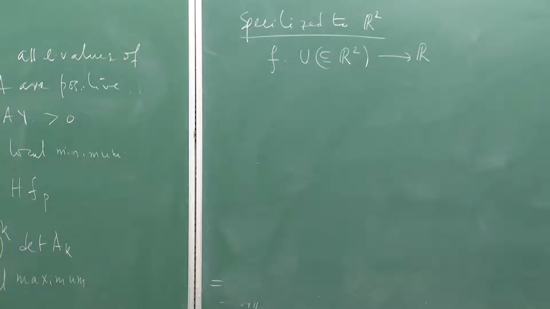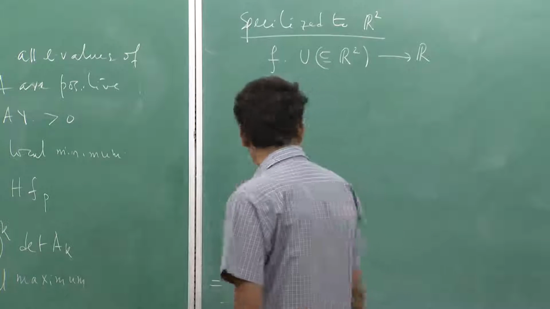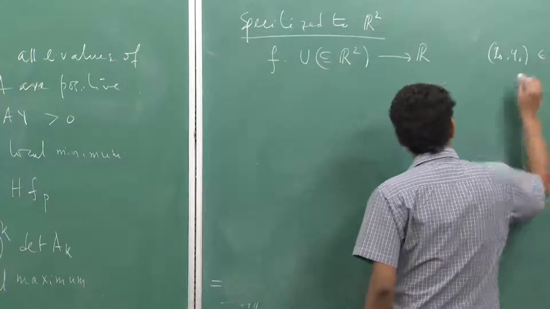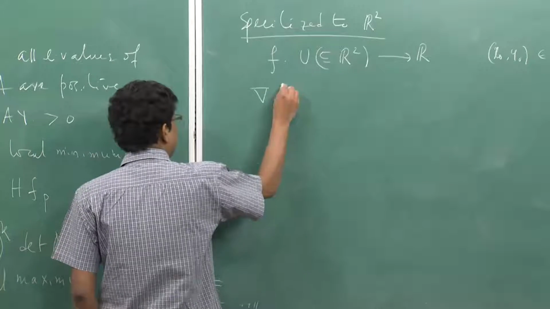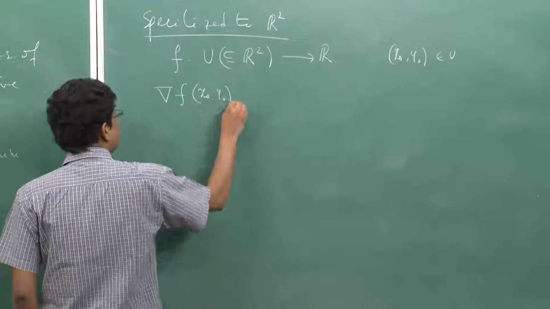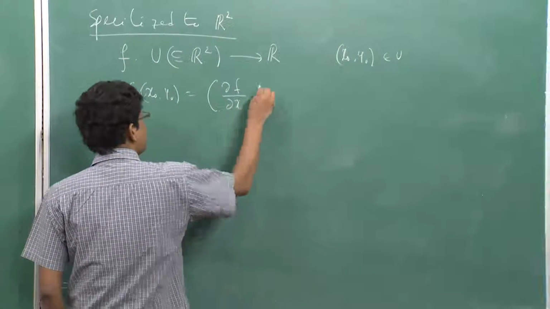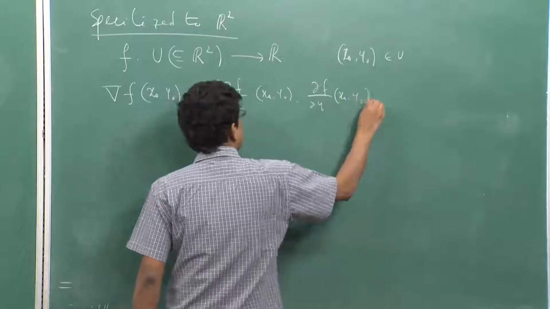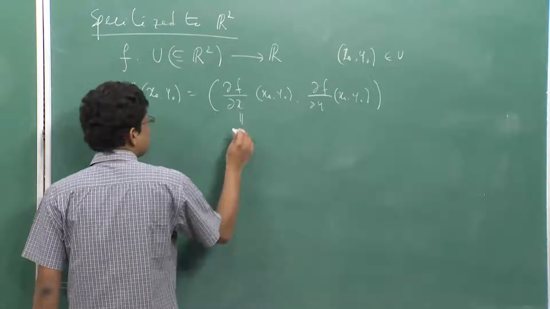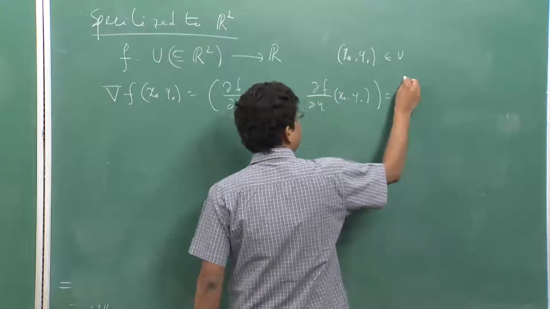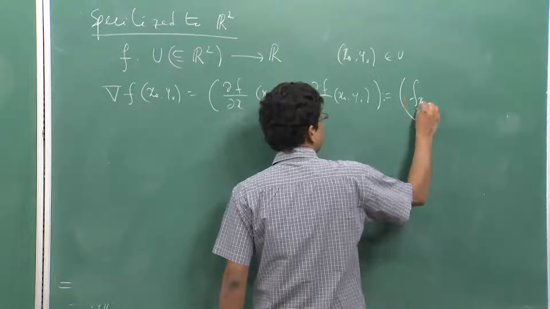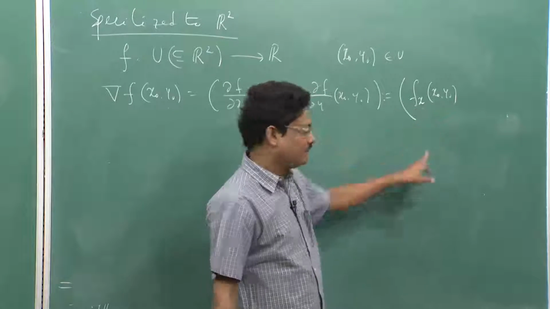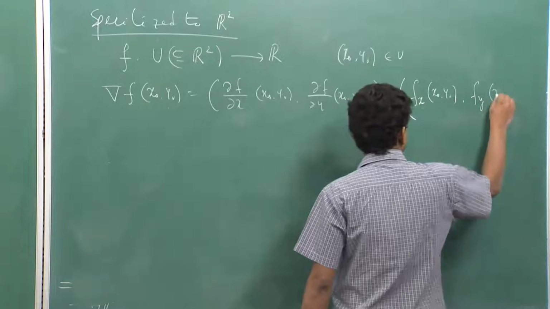In R2 you will see most of the books use some special notation. So, if I have some (x naught, y naught) in U, this is grad f at (x naught, y naught), which is actually del f del x at (x naught, y naught), del f del y at (x naught, y naught). People use some special notation for this. This is notation only: f_x at (x naught, y naught) is the partial derivative del f del x. Instead of writing this, one writes f_x for R2. So, I am following standard book notation here.